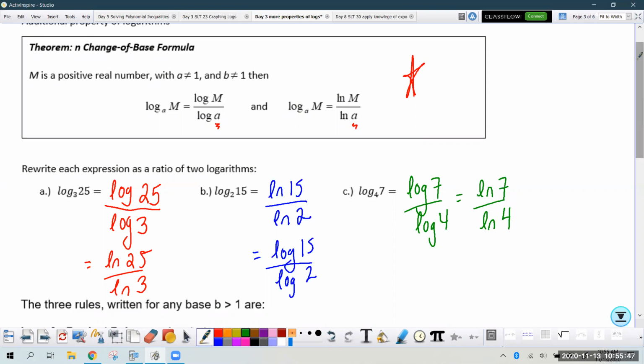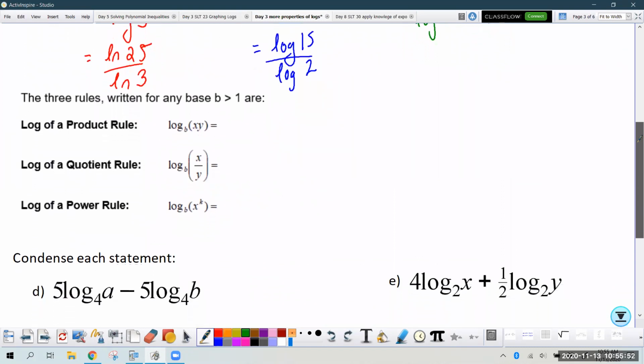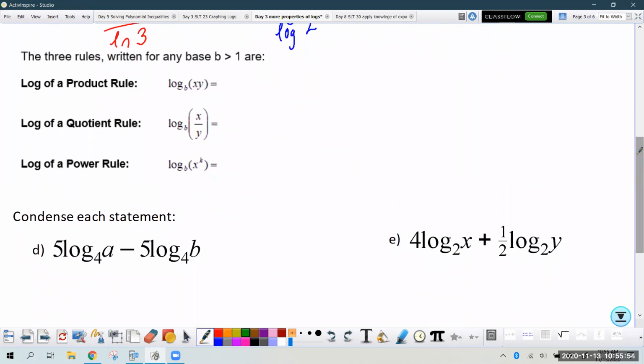So that change of base goes along with the 3 rules we've already discussed. So we're going to write out the 3 rules again. We've got the product rule, the quotient rule, and the power rule. We'll pause the video here to give you a moment to write the start of the rules down.